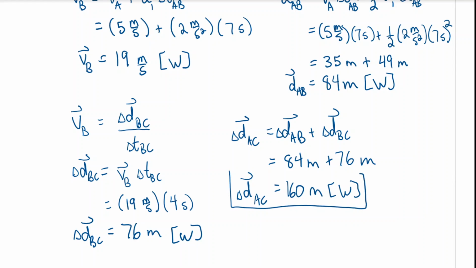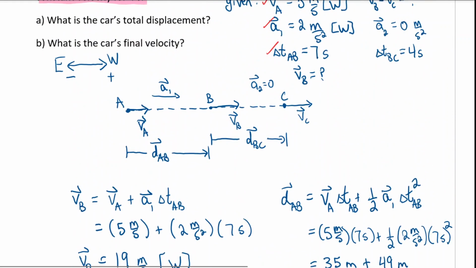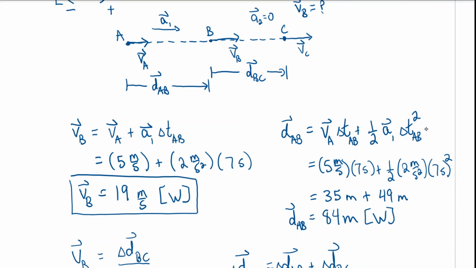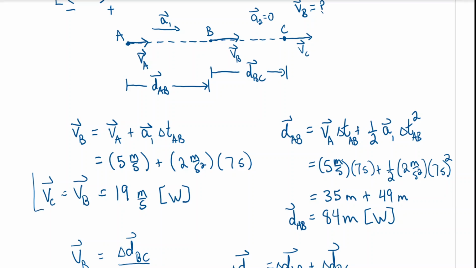So that answers part A. And the other question was just asking, what is our final velocity? Well, we figured that out in the first section because we just end up moving at constant velocity after accelerating. That's our velocity. Let me actually just add in here that VC is going to equal this VB, right? So this is our final velocity here.